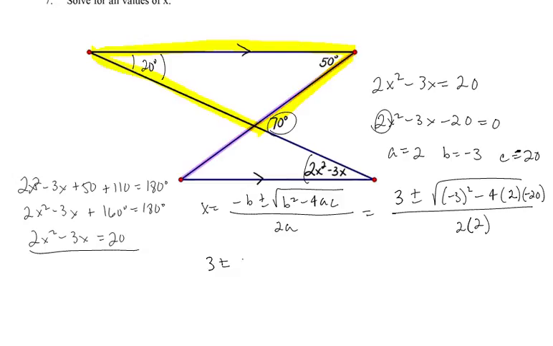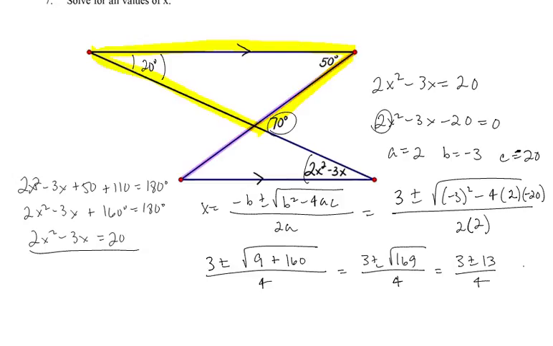I'll just clean this up. We get 9 plus 160. And the square root of 169 is 13. So 3 plus or minus 13 over 4. Don't stop here. 3 plus 13 is 16 over 4, but 3 minus 13 is -10 over 4. And those reduce to 4 and -5/2.